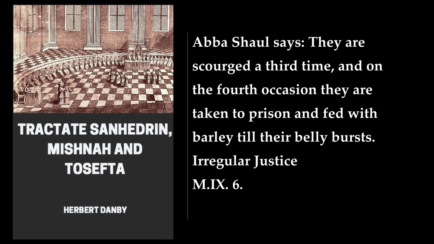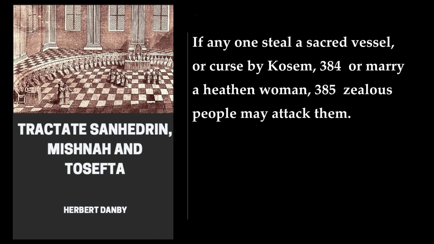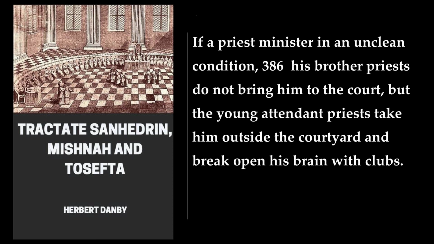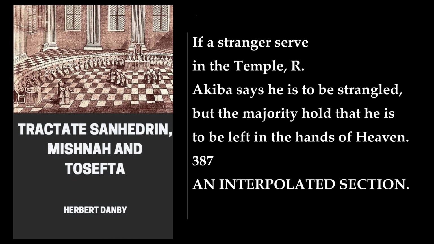Irregular justice. M.9, 6. If any one steal a sacred vessel, or curse by Kozim, 384 or marry a heathen woman, 385 zealous people may attack them. If a priest minister in an unclean condition, 386 his brother priests do not bring him to the court, but the young attendant priests take him outside the courtyard and break open his brain with clubs. If a stranger serve in the temple, Akiba says he is to be strangled, but the majority hold that he is to be left in the hands of heaven.